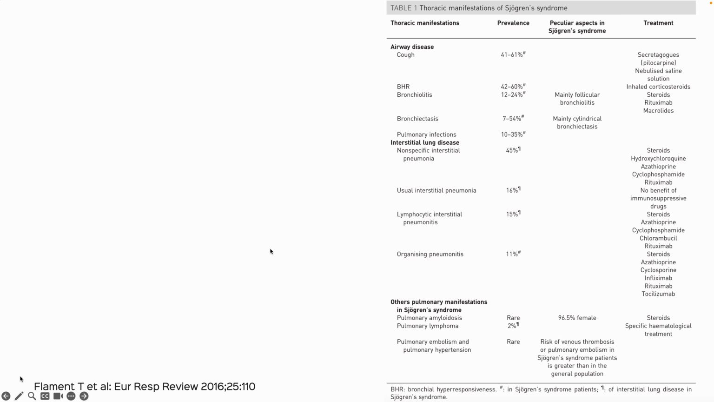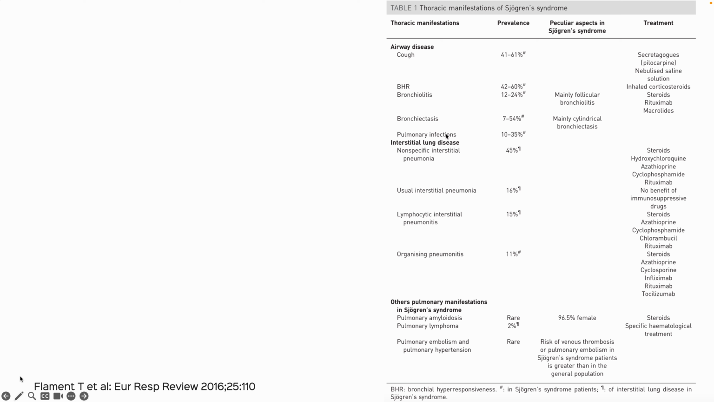I've taken this from this review article that came in the European Respiratory Review in 2016 that just summarizes the various areas of involvement that we get in the chest. So ILDs, here you can see NSIP commonest, followed by UIP, LIP, and then OP.